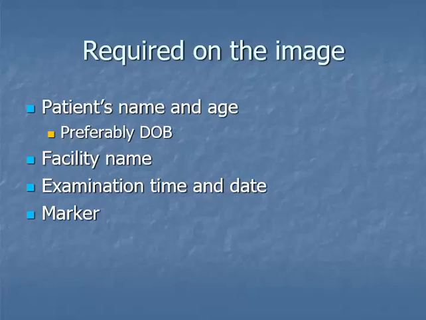We have to have the minimum to make it a legal document: the patient's name and age, the facility name, the examination time and date, and the marker. And a lot of your hospitals, instead of using the age or in addition to the age, sometimes they'll use the date of birth. The reason is because it makes it a little bit more specific. Conceivably, you can have two patients in the hospital with the same name. Actually, it happens all the time.